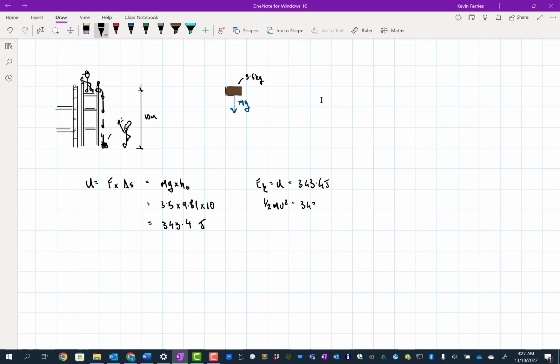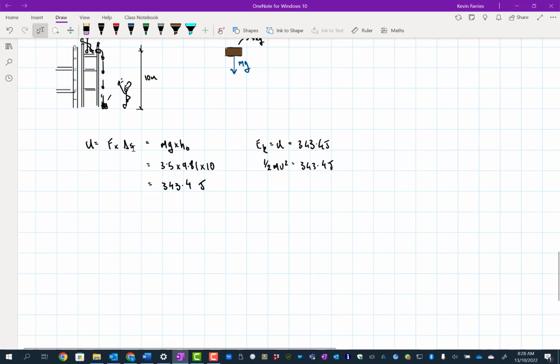is going to be equal to 343.4 joules. What you can see is this mass is actually going to cancel out. We've got a mass in here and a mass here. We could have kept it just as a number times the mass, and then those would have cancelled out. So it doesn't matter what mass this object has, it's always going to have the same velocity when it hits the ground. It won't have the same energy, but it'll have the same velocity when it hits the ground.